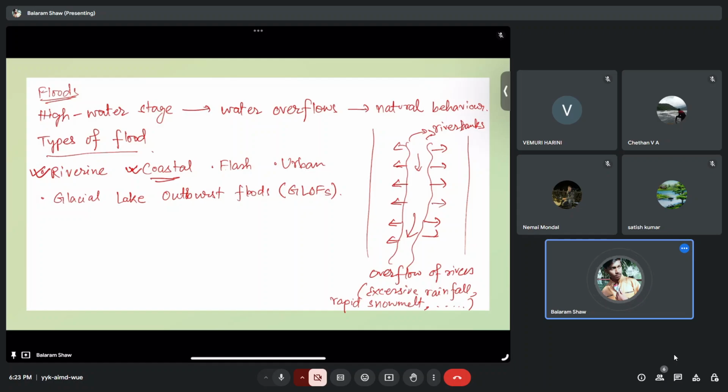So mostly for any flood, you can say that a surge of storms or heavy rainfall can be a cause. Other than that, for coastal flooding, you can say the high tides that happen, or maybe some cyclones or some hurricanes, which will lead to inundation of the coastal areas, and hence coastal flooding happens.